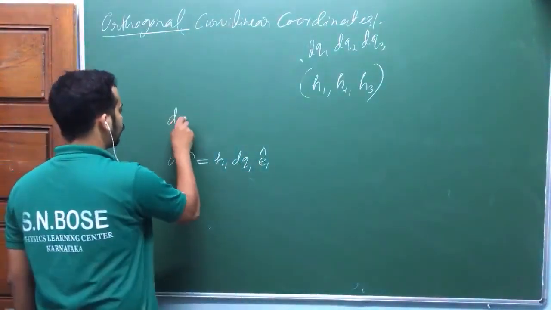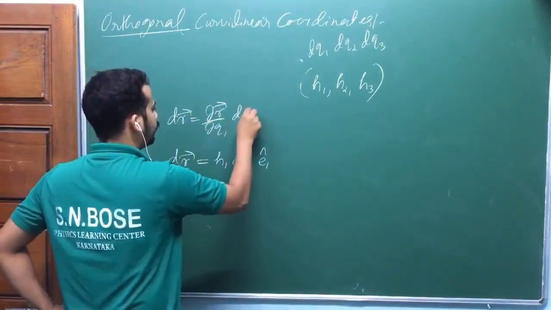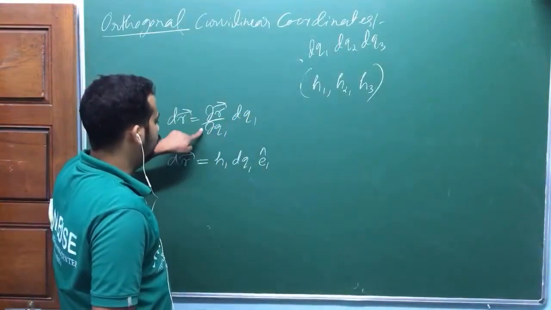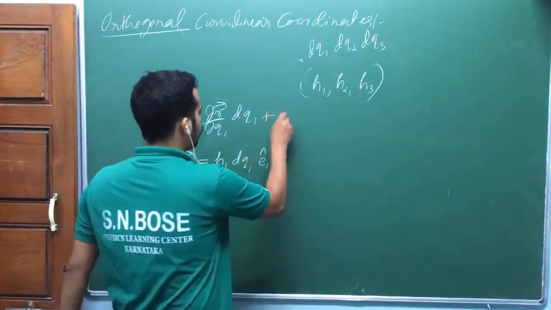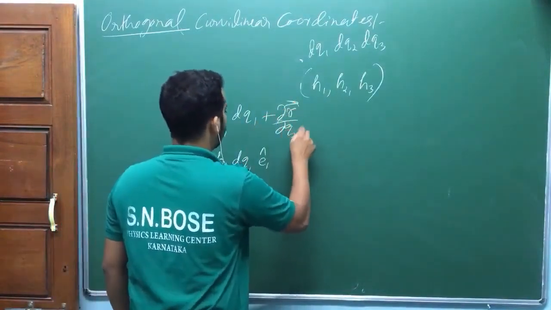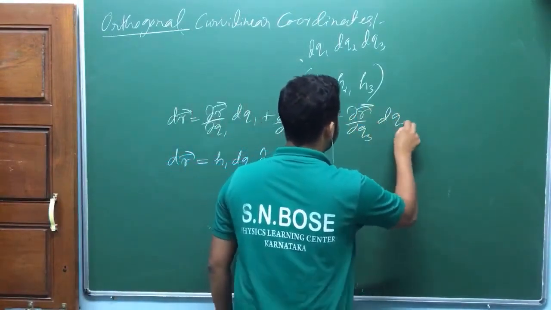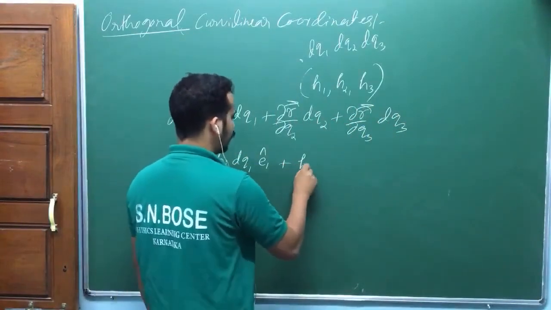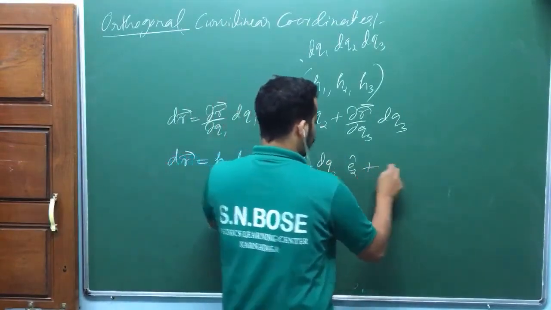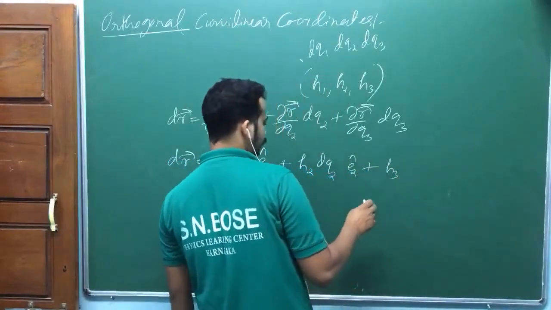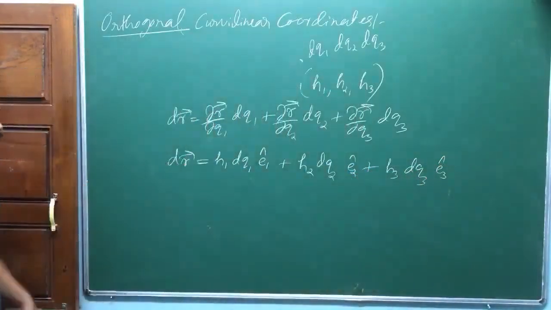Check your notes. dr vector is equal to what I have written, dou r by dou Q1 into dQ1. Am I right? So this one is H1 into E1 cap. Plus dou r by dou Q2 into dQ2, and dou r by dou Q3 into dQ3. Now this one is H2 into E2 cap, dQ2, plus H3 into E3 cap, dQ3. This is how we can define the dr vector.